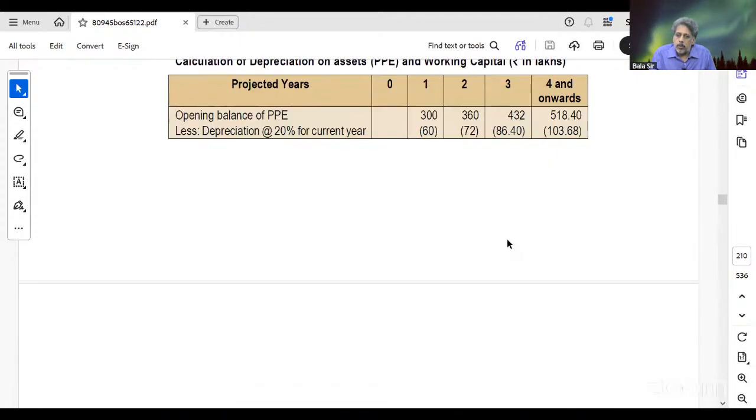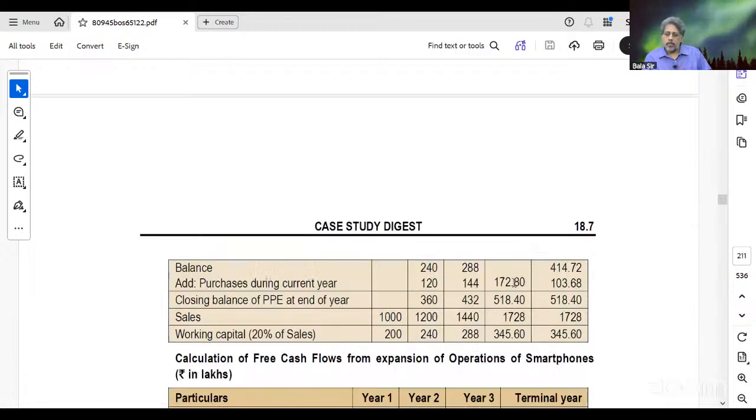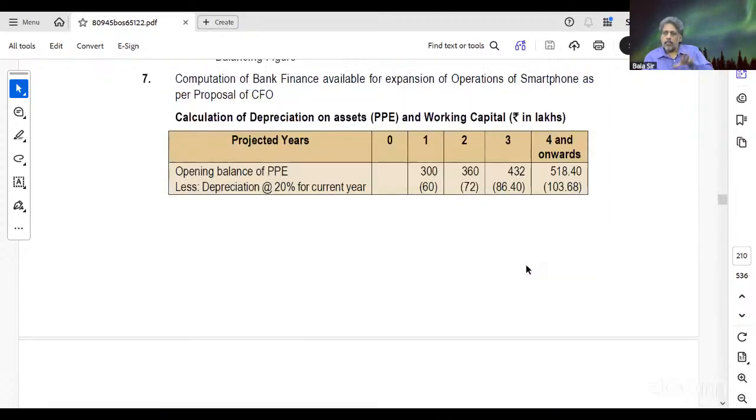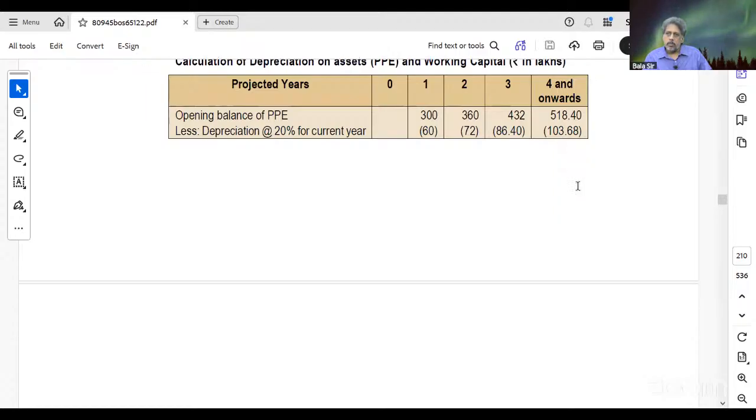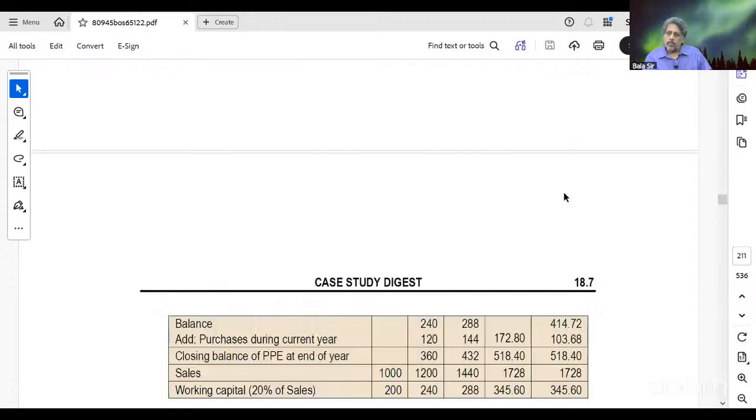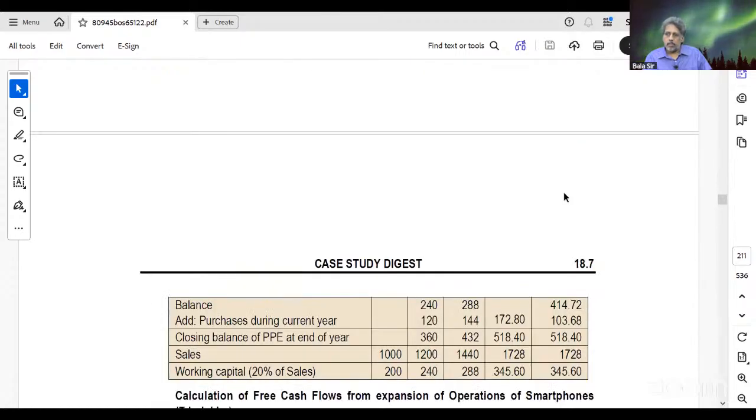I think they haven't shown the amount after depreciation, right? They haven't shown that. Yes, sir. You show that, it is easy for you to find the purchase. What is the purchase for the third year, sir? Capex, 172.8. Very good. Let's go to the last year. What is the opening balance? 518.4. And what is 20% depreciation on that? 103.68. And then purchase, capex, is the balancing figure, right?